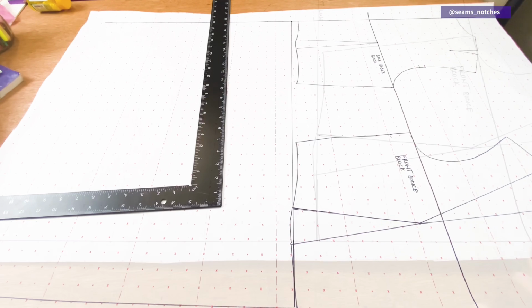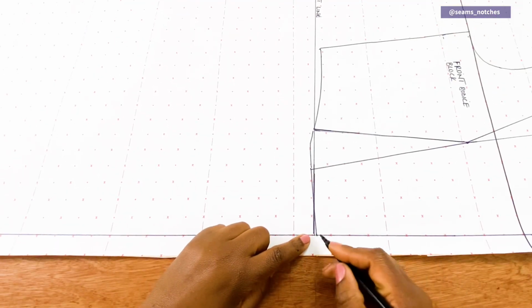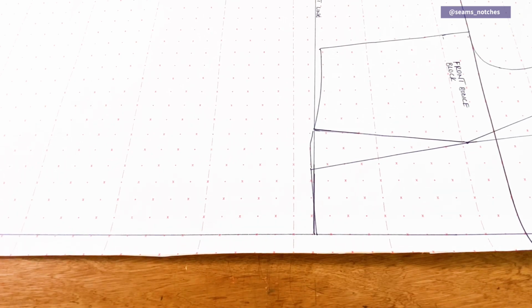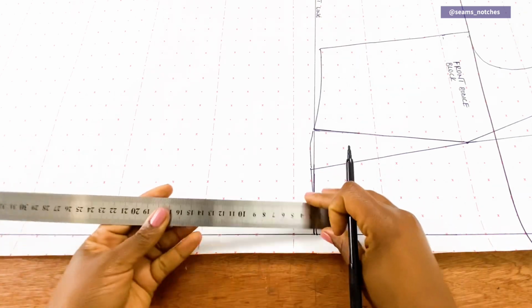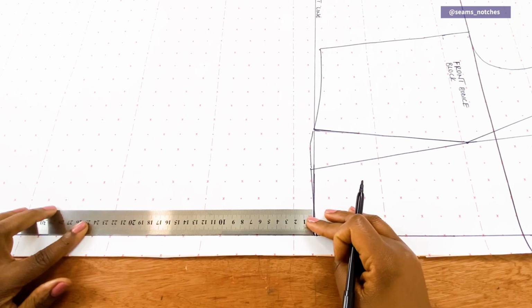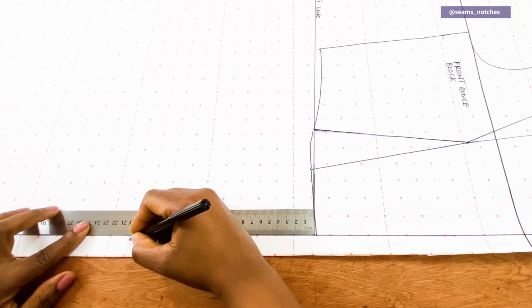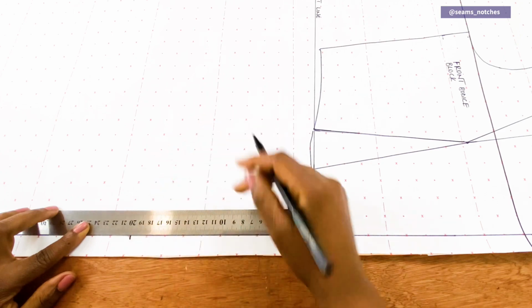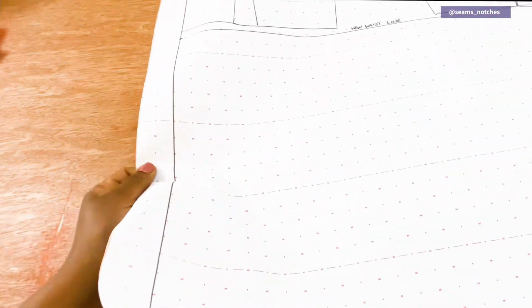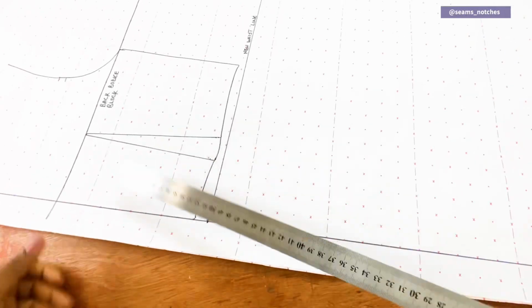Moving over to the front bodies, we are going to measure 20 centimeters from this point downwards. And this will give us the new hip line. Just get your ruler, measure 20 centimeters from the waistline. Once that is marked in, like we did for the waistline, we are going to draw a straight line connecting back to the back bodies. So feel free to turn your paper if that is easier for you.